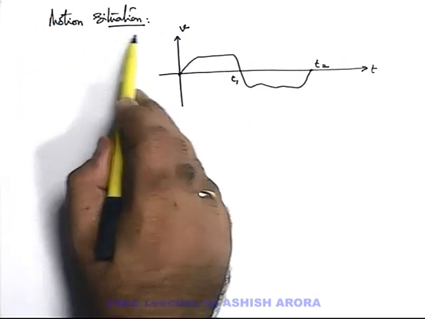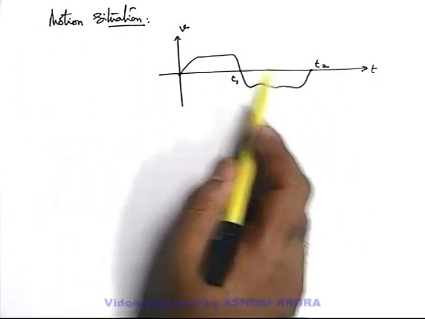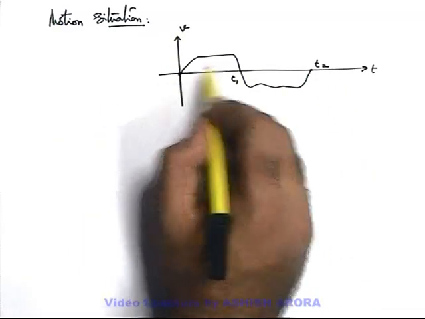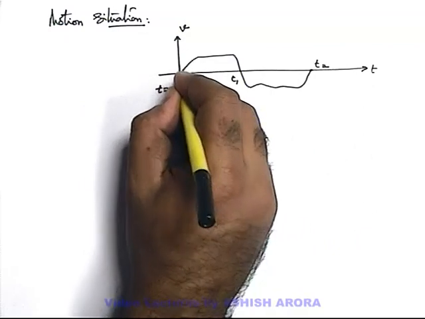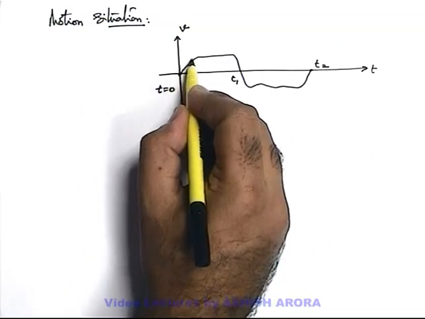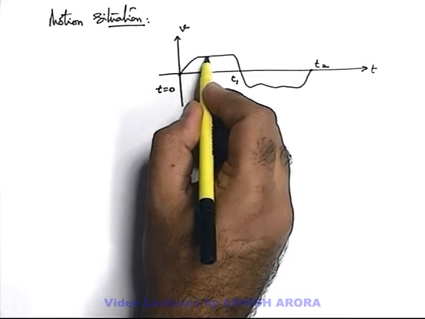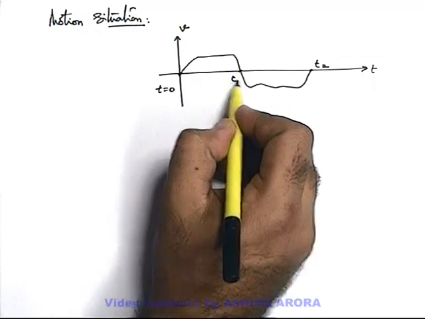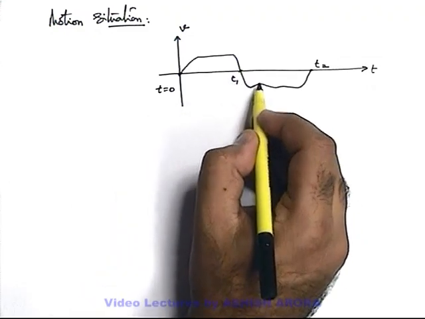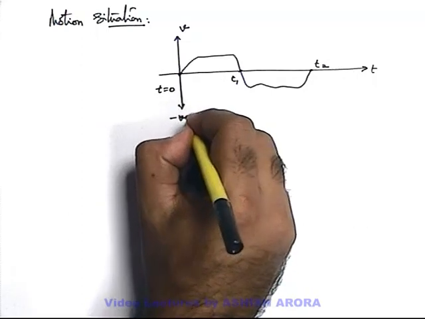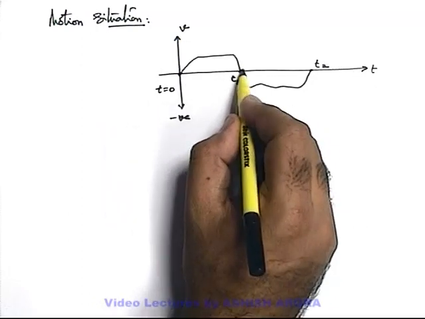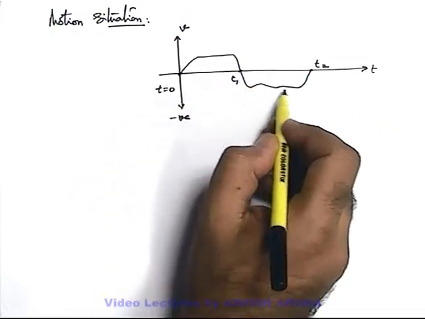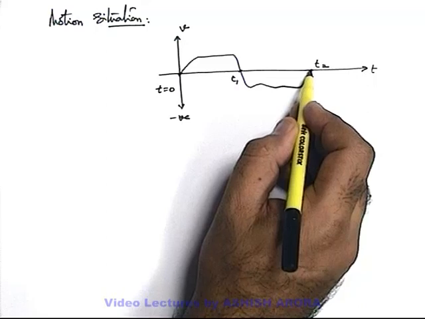If we just have a look at the motion situation as shown in the velocity-time graph, a particle moves in such a way that at t equal to 0, its initial velocity was 0. First velocity increases, that means it was accelerating, and then after some time it decreases and again becomes 0 at time t1. Then velocity becomes negative. You can say this is the negative direction of velocity, and velocity becoming negative means the particle has returned in the opposite direction, and at time t2 again its velocity becomes 0.